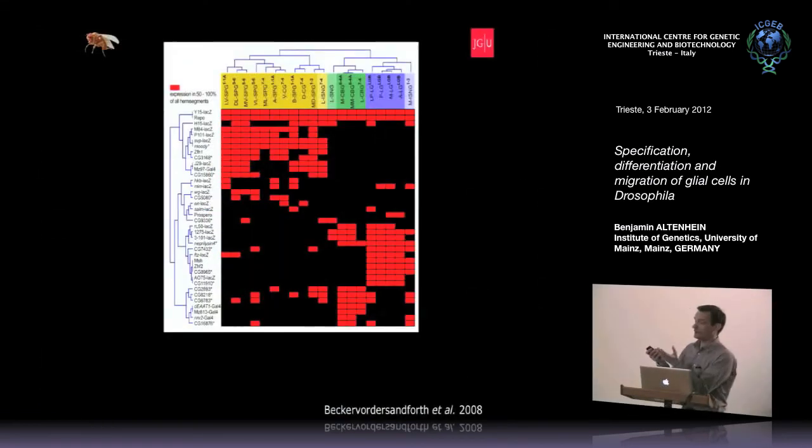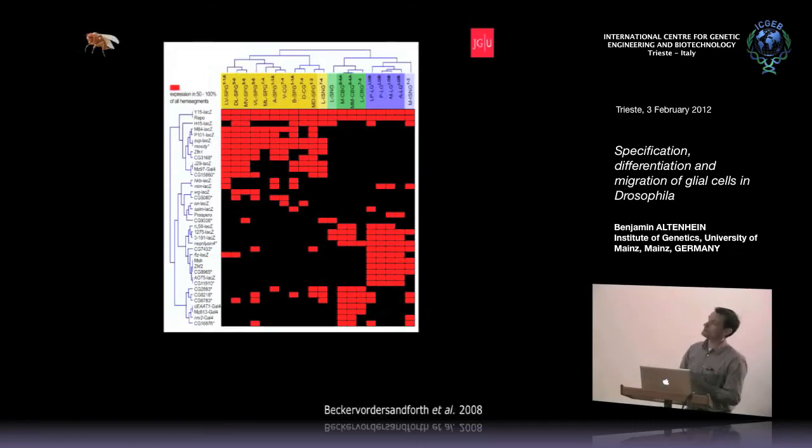Okay, coming back to the question, what Ruth also did, not just characterizing all these markers, but what we then came up with: she clustered the individual glial cells that we see in one segment of the nerve cord. She clustered these cells according to their marker gene expression. So cells that have a similar set of marker genes expressed are grouped together in this branch.